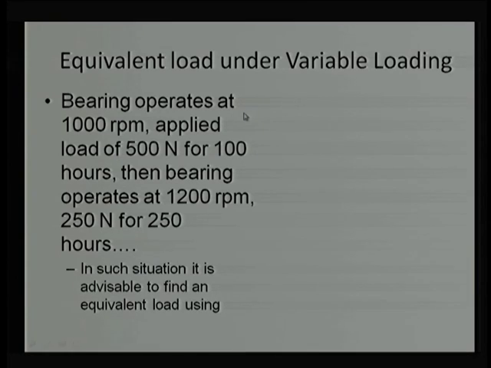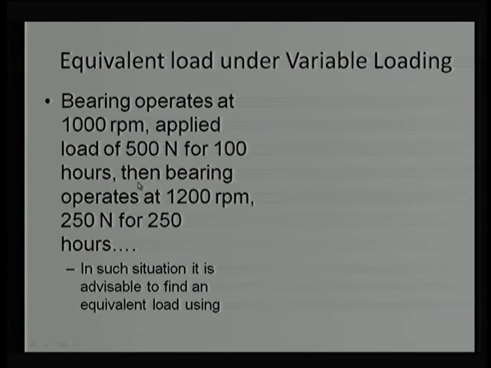There is a possibility that the load magnitude changes. We say that the bearing may be operating at loads P1, P2, P3, P4 for different hours. That is why it is given here. The bearing operates at 1000 RPM for an applied load equal to 500 Newton. This 500 Newton has been applied for 100 hours. That means for 100 hours, the applied load was 500 Newton and the operating speed was 1000 rotations.